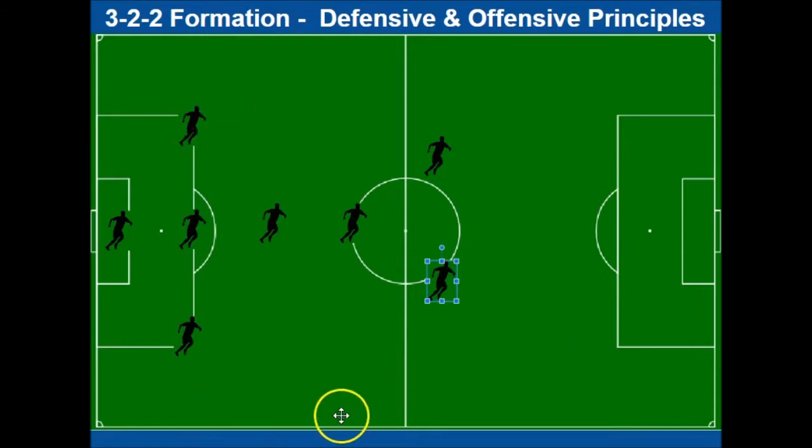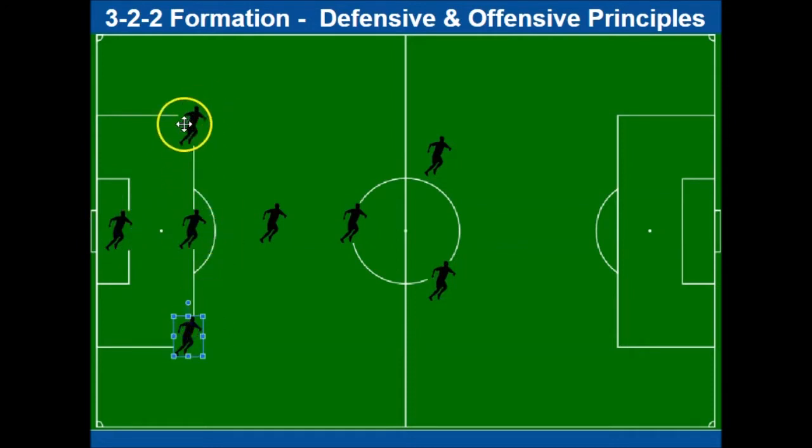What's nice about the 3-2-2 formation is you have that balance. The blanket is covering most of the body, so to speak, and so you're able to get that offensive and defensive efficiency and production. So let's talk about these roles and responsibilities. Obviously, the goalkeeper is self-explanatory.